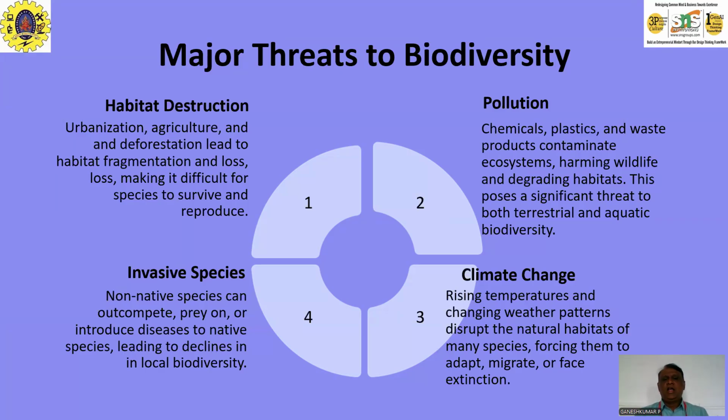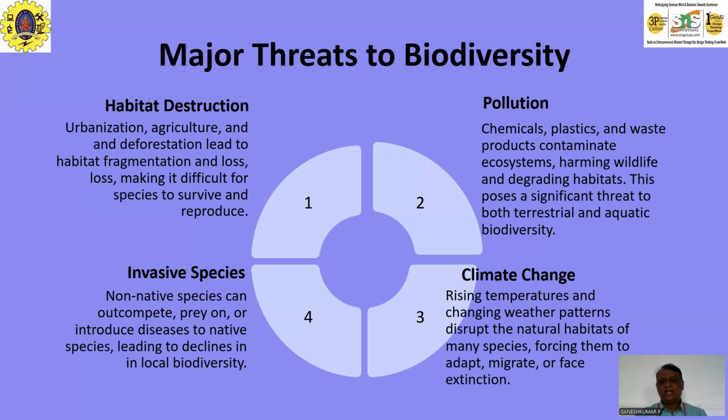then pollution. Pollution is chemicals, plastics, waste products, contamination, things which we dump into an ecosystem, harming the wildlife and degrading their habitat. This process is a significant threat to both terrestrial and aquatic biodiversity. And the next one is invasive species, where a non-native species can outcompete, prey on, and introduce diseases to the native species. So this makes the decline in local biodiversity.